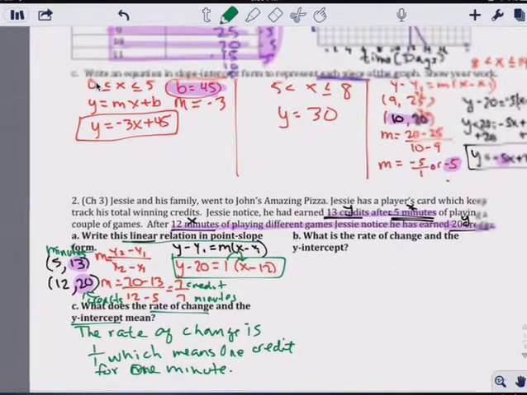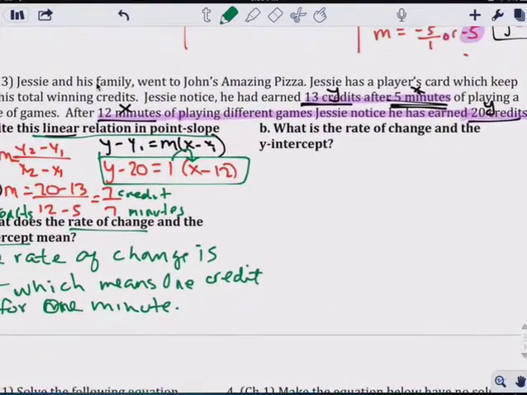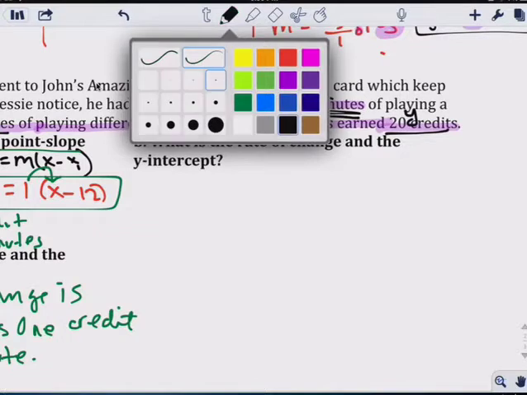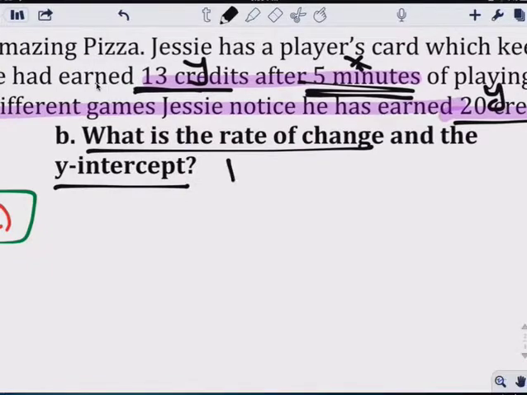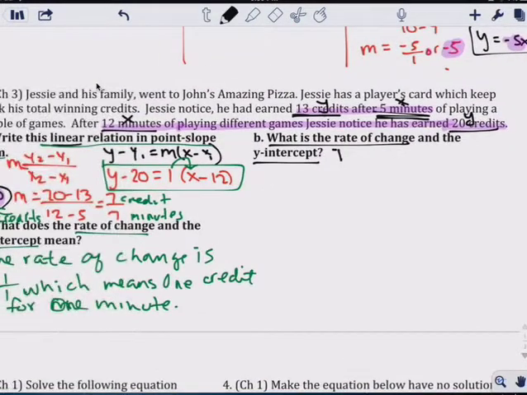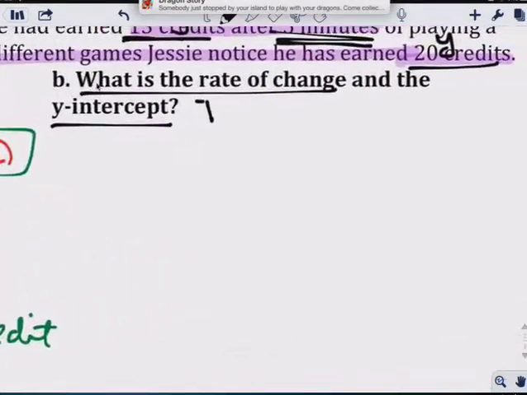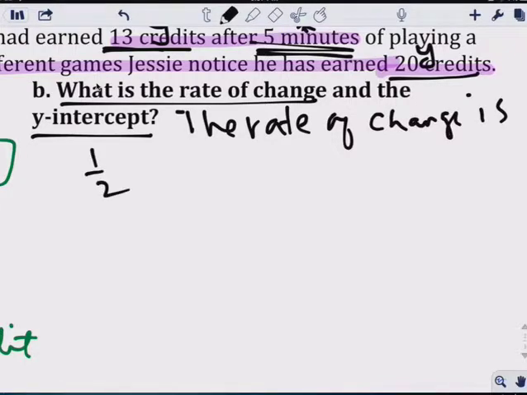And the y-intercept, ooh. Okay, we need to find the y-intercept. B asks for what is the rate of change? What's the y-intercept? Okay, rate of change. Ask that twice, huh? Oh, they want the meaning. Okay, the third one is the meaning of the rate of change. The rate of change is 1 over 1. We need to find the y-intercept.